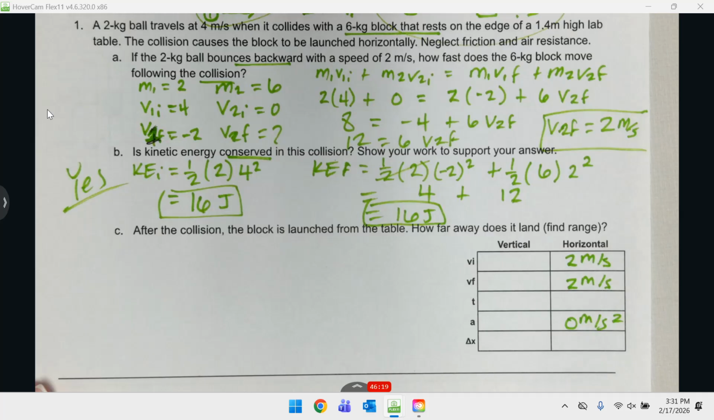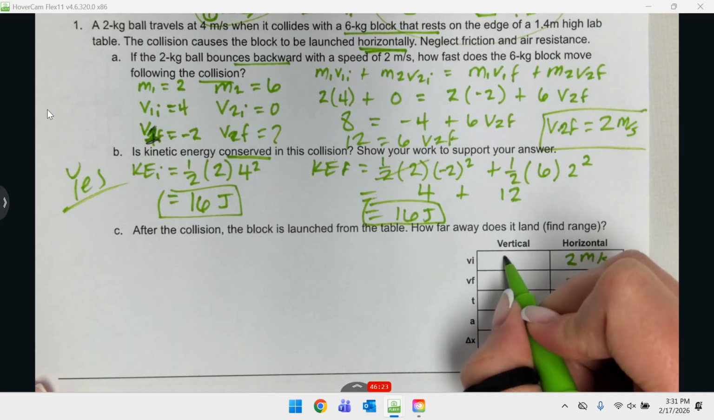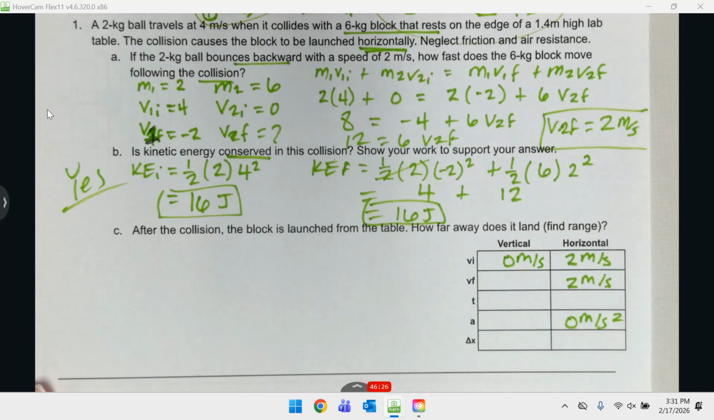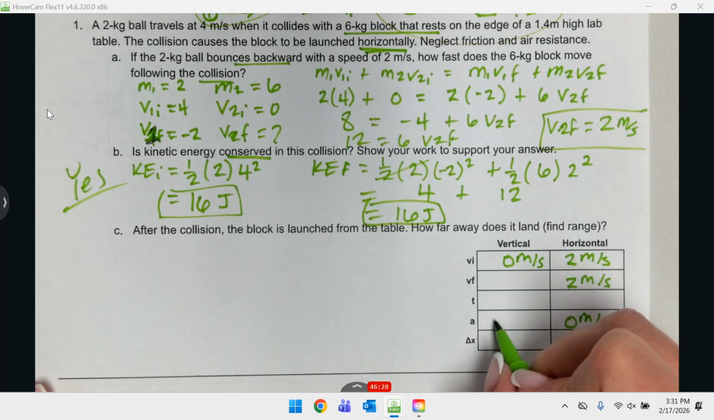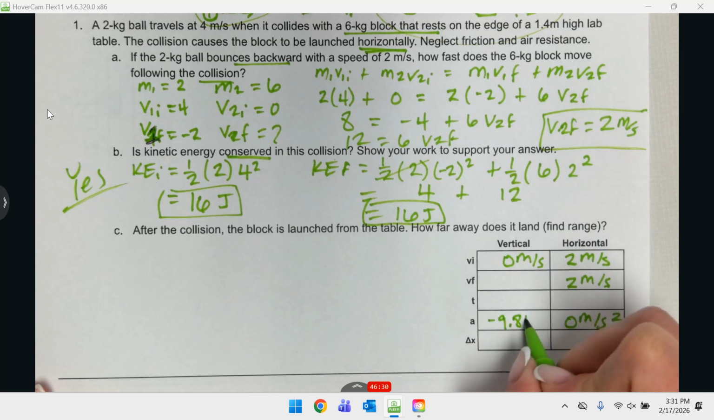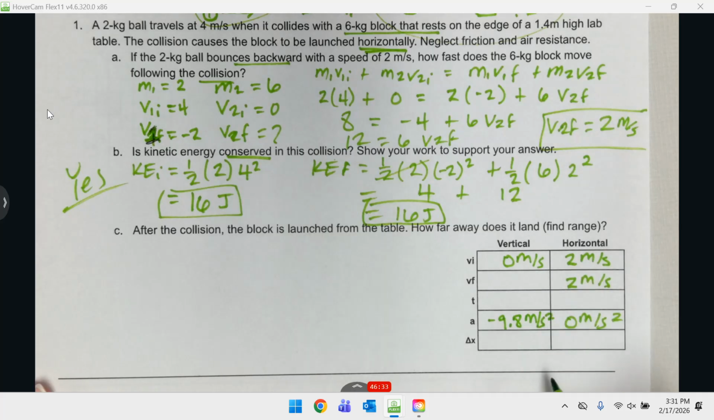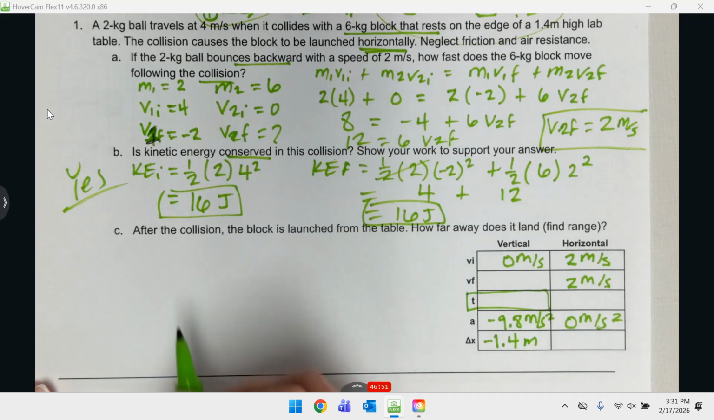I also know that it's a horizontal launch. It says it up here, it's a table. So I know that the initial vertical velocity will be 0. In a horizontal launch, that's always true. And vertical acceleration will be due to gravity, -9.8 meters per second squared, and the displacement vertically will be the height of the table. It's going to fall 1.4 meters, so -1.4. You're going to solve for the time using the vertical data, and once you get that, then you can find range. So this one is going to take a couple steps.